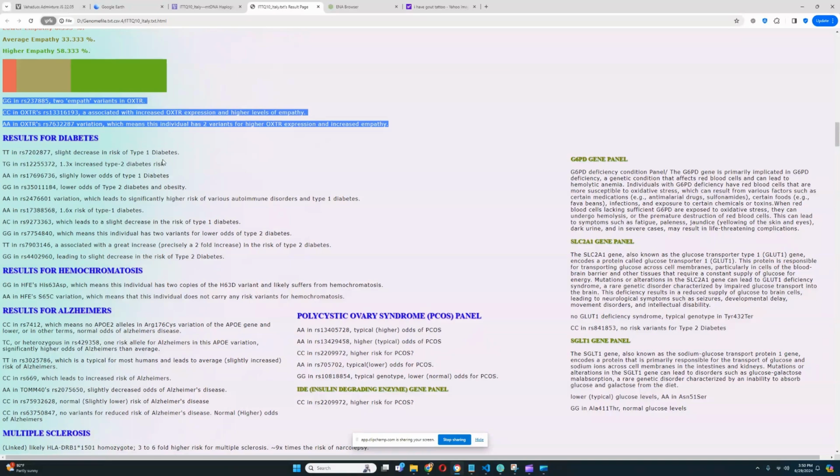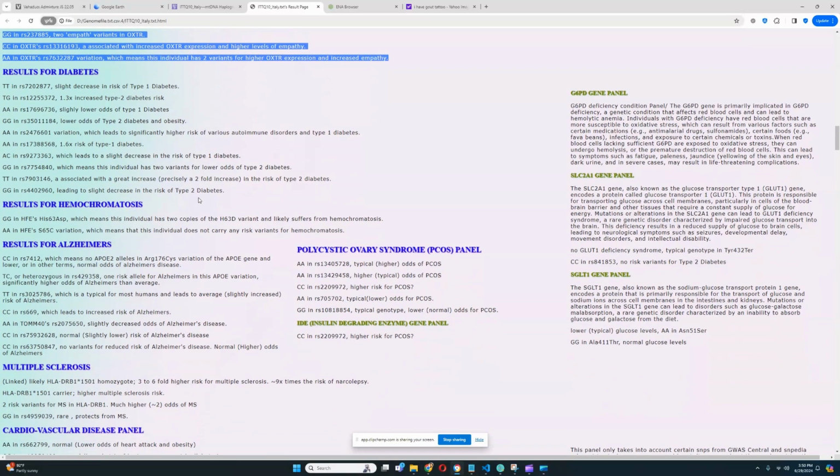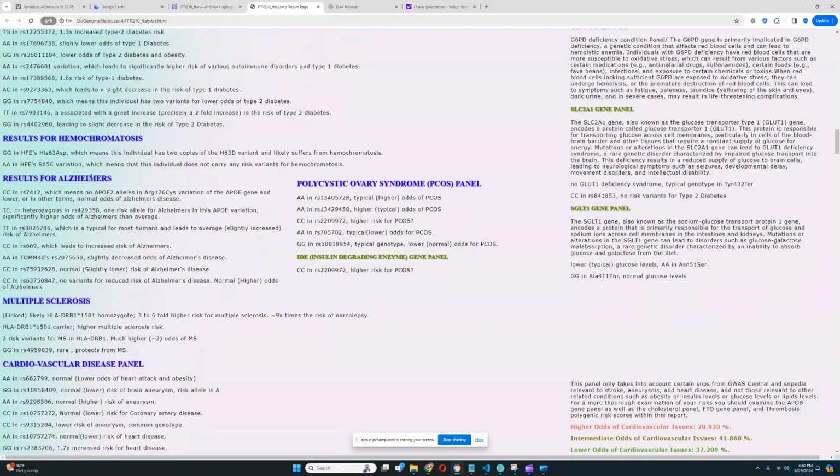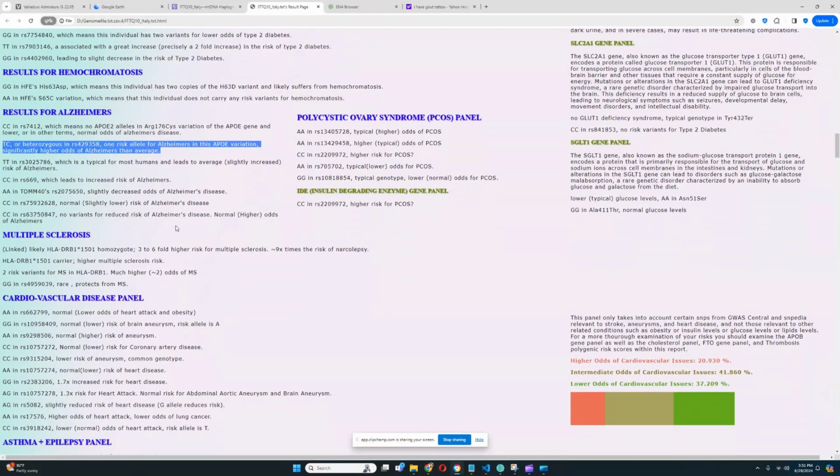He's got... I don't want to go over this, to be honest. Okay, for Alzheimer's, I remember he was scoring very high for odds of Alzheimer's. That is because he has a risk variant for Alzheimer's in this APOE variation. So he actually has a risk variant for Alzheimer's in APOE. That's very interesting. For multiple sclerosis, he is HLA homozygote.